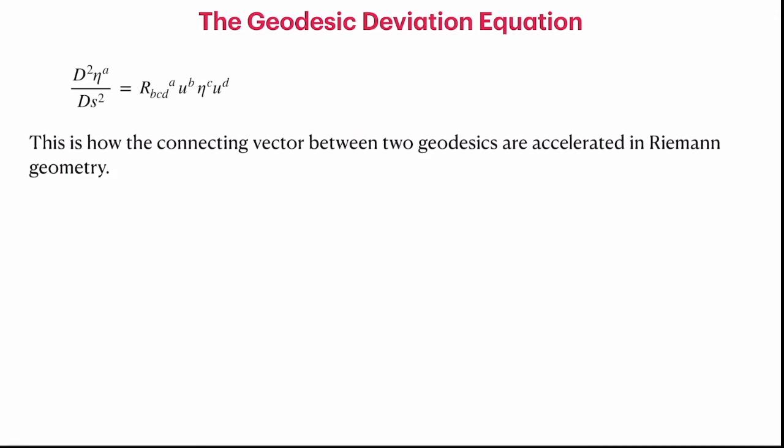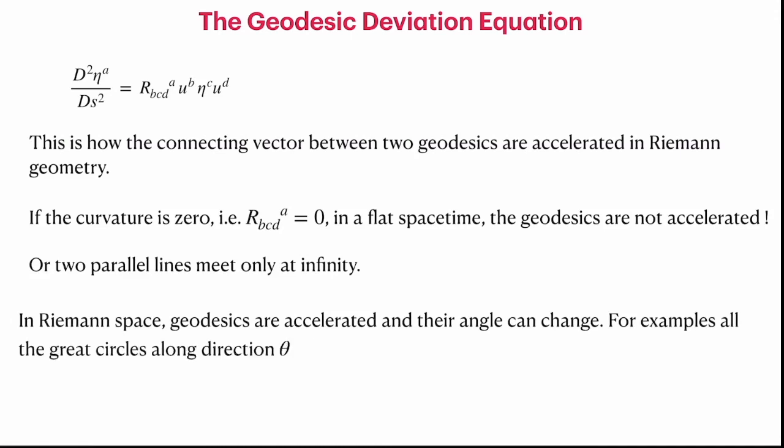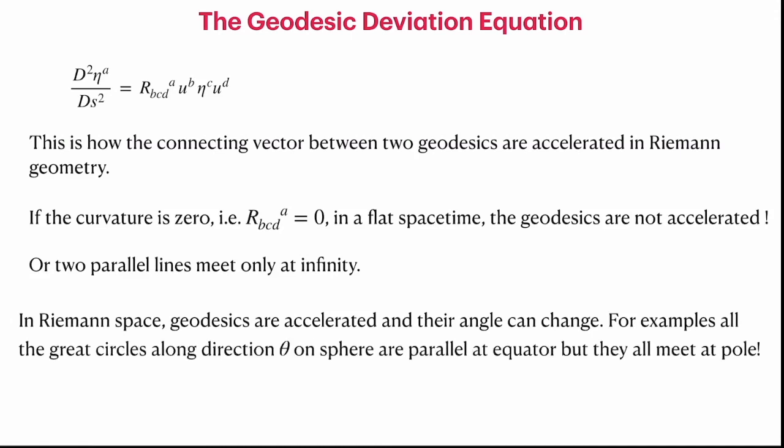Okay, let's continue with the geodesic deviation. We have the expression: the connecting vector between two geodesics is accelerated in Riemannian geometry, and the acceleration is purely given by the Riemann tensor. Now, if the Riemann tensor is 0, that is flat spacetime, then the geodesics are not accelerated at all, so the angle between them would be preserved. If you have two parallel geodesics, they will not meet, except at infinity. On the other hand, in Riemann space, that need not happen.